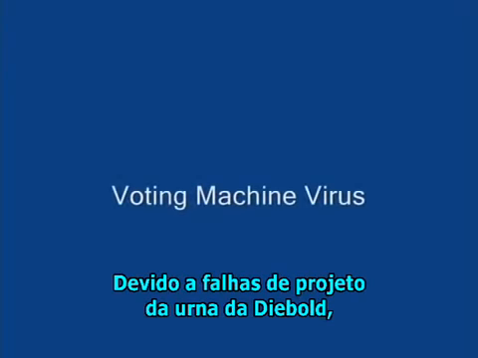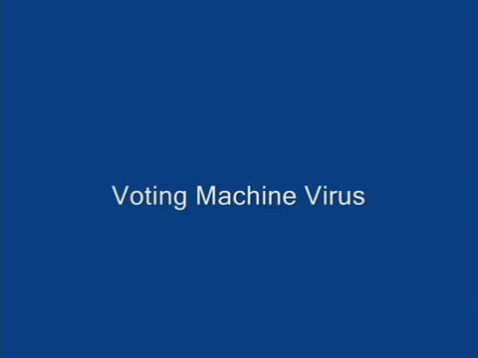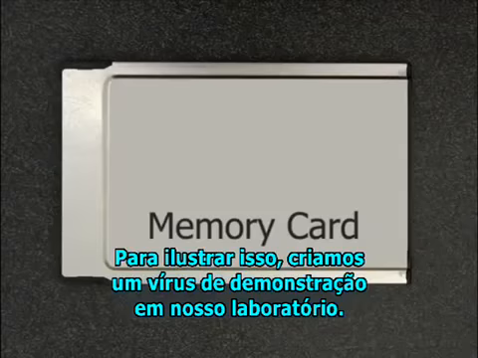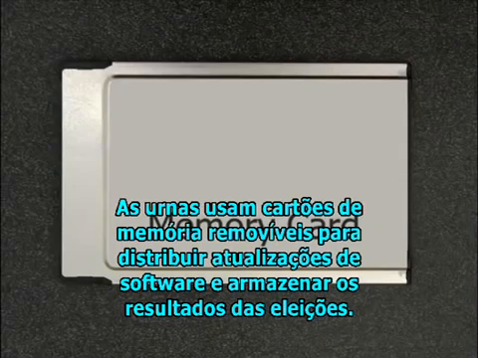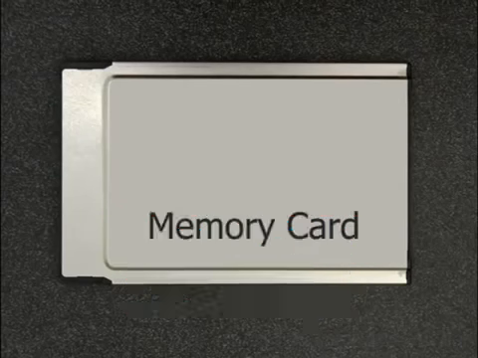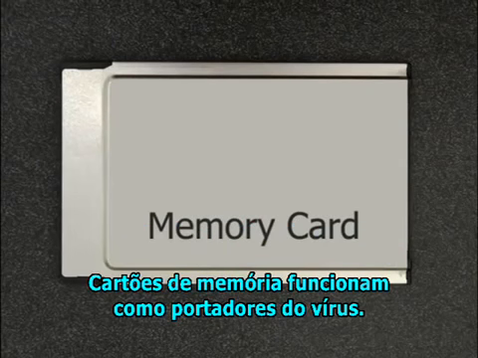Due to design flaws in the Diebold AccuVote TS voting machine, it is possible to construct a computer virus that infects these machines and spreads automatically from one machine to many others. To illustrate this, we have constructed a demonstration virus in our lab. The machines use removable memory cards to distribute software updates and store the results of elections. The memory cards function similarly to floppy disks or thumb drives on ordinary PCs. Memory cards act as carriers for the virus.